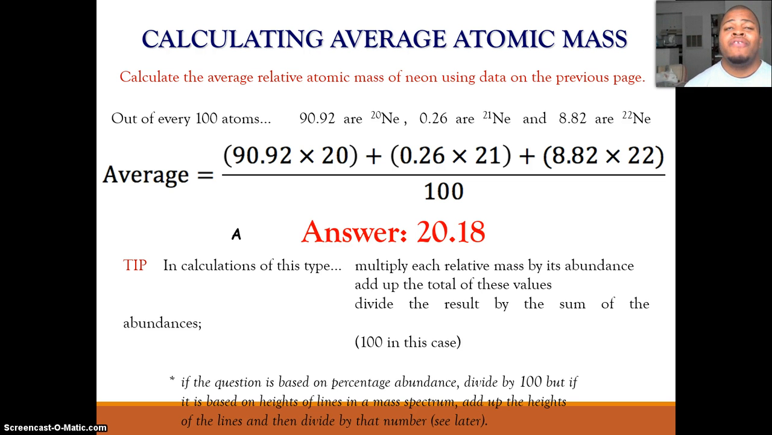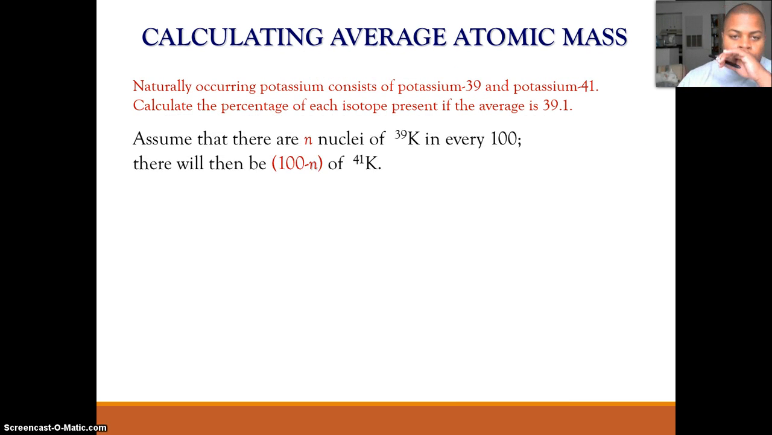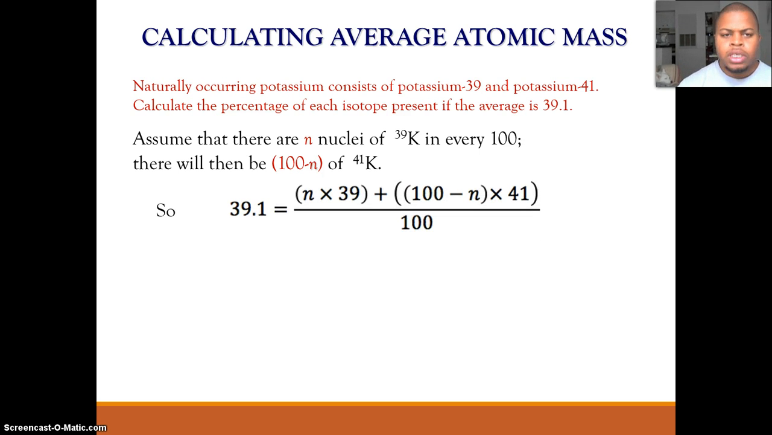Now, what if you're given the masses, but you're not given the average atomic mass or the relative abundance? How can we figure that out? We're actually going to use a slightly different formula. Now, assume, given the example we have here, potassium 39 and potassium 41 are our isotopes.